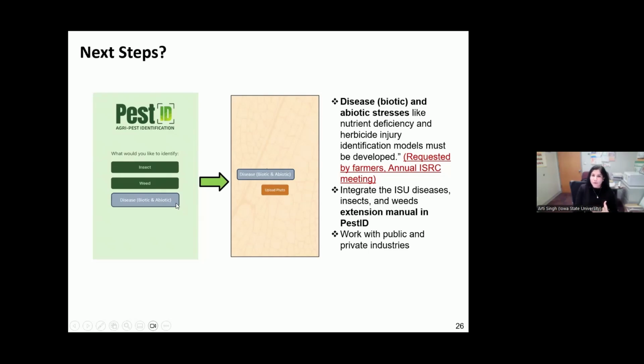We don't have enough relevant data on diseases, because any disease can be caused by bacteria, viruses, or fungi. It is very difficult to differentiate these diseases without an expert, because the symptoms are very similar if the disease is caused by bacteria or fungi. So you need plant diagnostic clinics to verify that this disease is caused by fungi or bacteria.